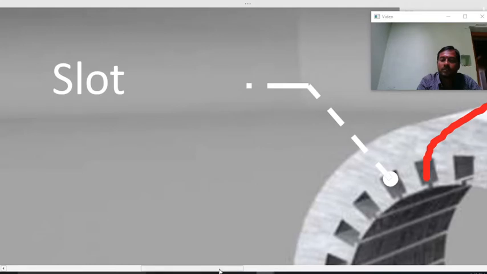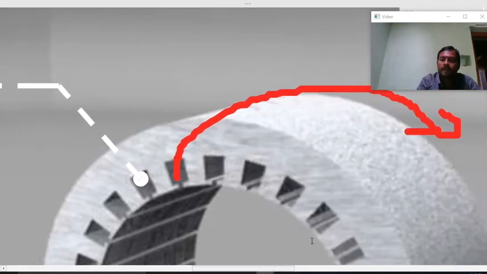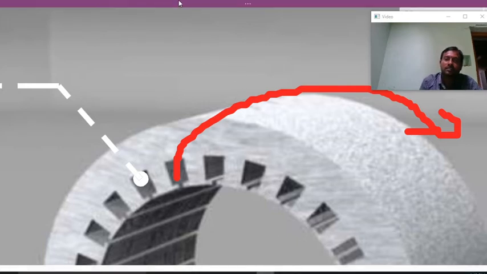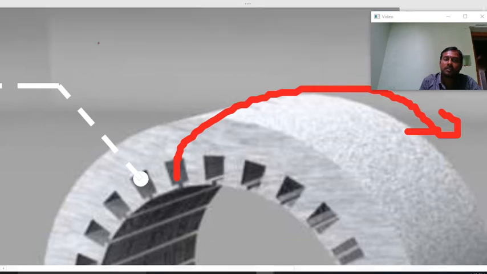So if you zoom that one, you can see that picture clearly. I will draw that slot, exactly what the structure is. So look at this one. This is the structure.